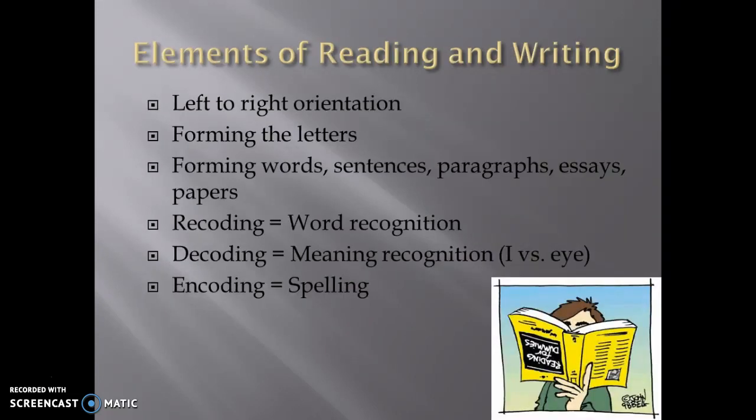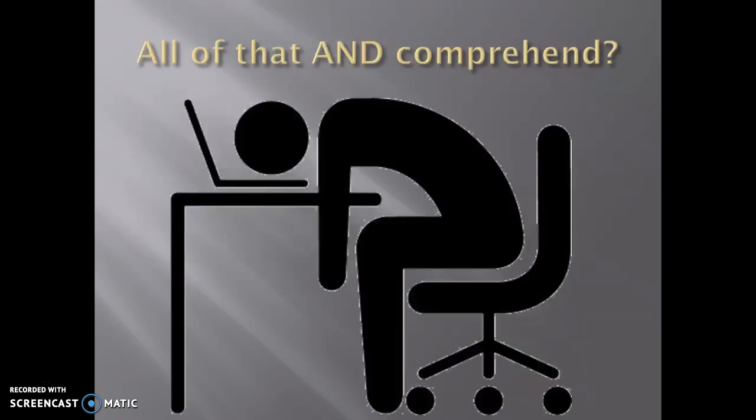So the elements of reading and writing in English, we've had to use our left to right orientation. We've had to be able to form the letters and words and sentences and paragraphs and essays, getting bigger and bigger. 3 important words to keep in mind: recoding, which is recognizing a word; decoding, which is putting meaning to the word. So is it the pronoun I, or is it the word I that represents my optical organ? And encoding is spelling. So there's a lot going on, and then we're expected to comprehend.